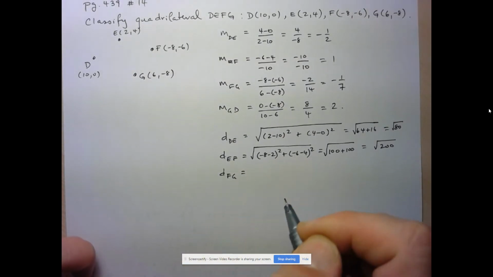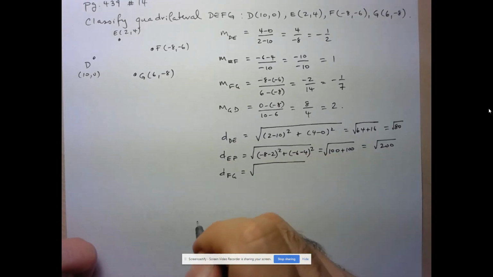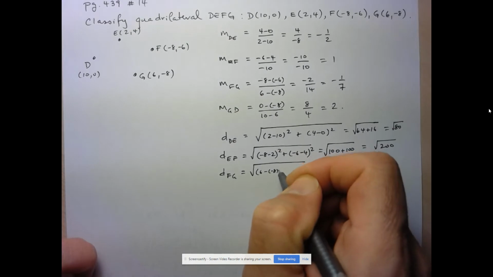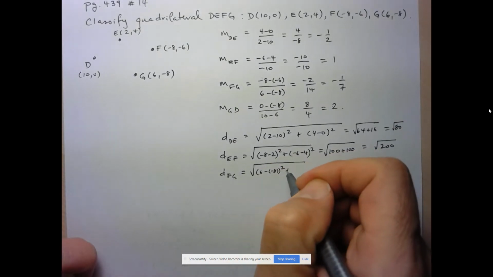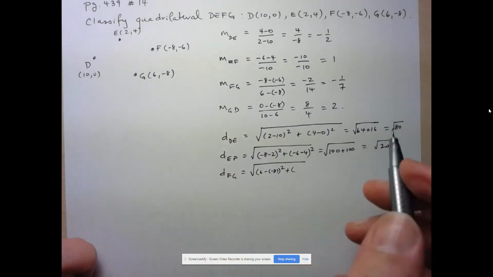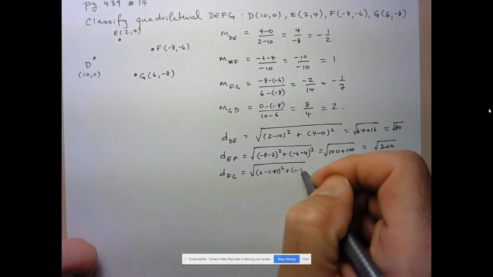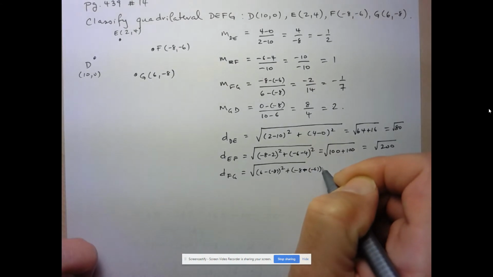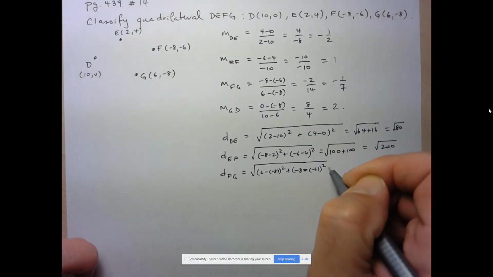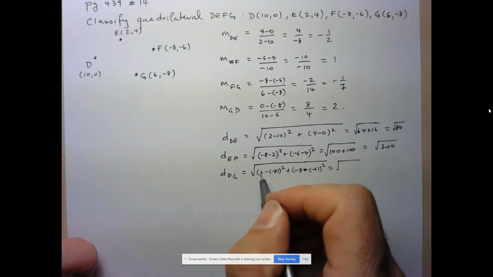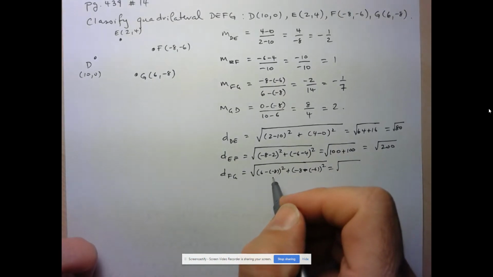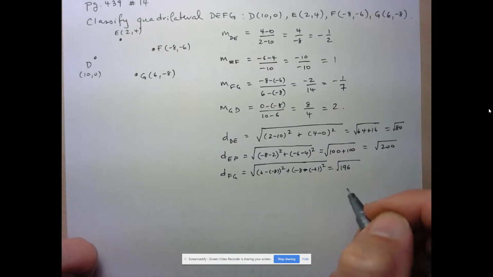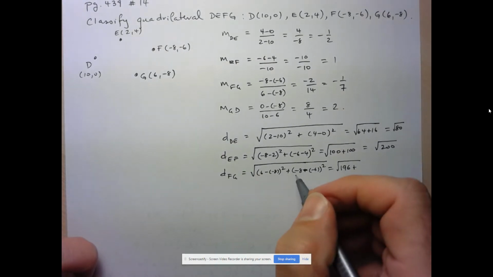So let's do FG. All right, so what do we have? FG. So we have 6 minus negative 8 squared, and then plus, here we've got negative 8 plus negative 6 squared. So negative 8 minus negative 6 squared. So let's see what that leaves us with. So this is 6 plus 8 is 14 squared, which is 196, I'm pretty sure.